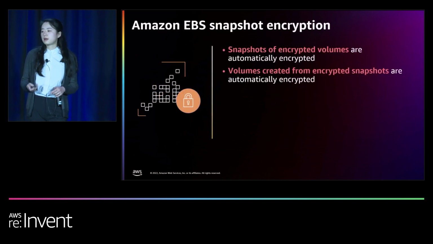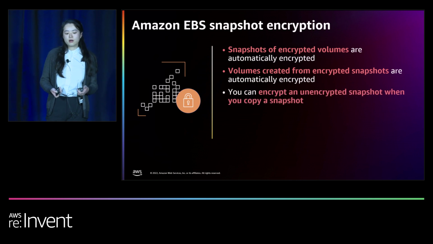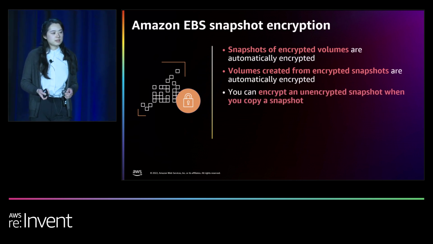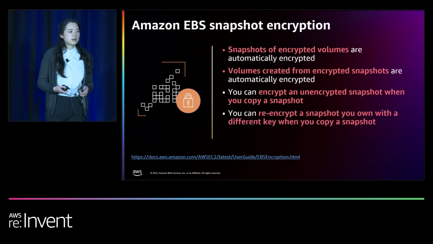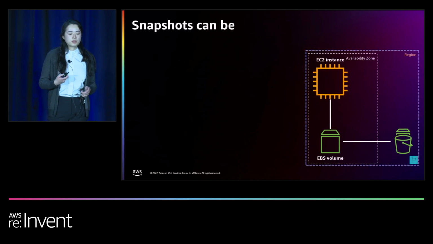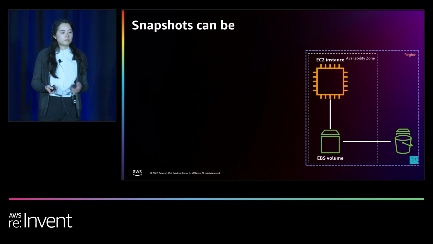Now let's look at snapshot encryption. In addition to the 2 properties we talked about with volume encryption, you can also encrypt an unencrypted snapshot when you copy the snapshot, and you can re-encrypt a snapshot you own with a different KMS key by copying the snapshot. Now, encryption is especially important because snapshots can move data between accounts and across regions.